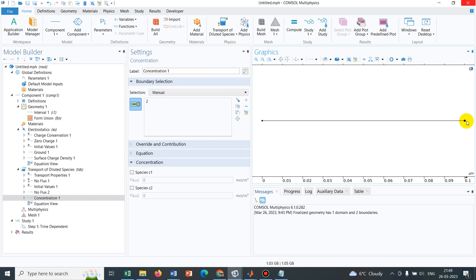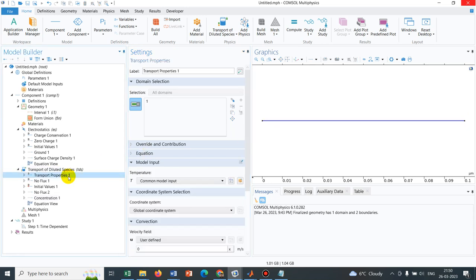As electroneutrality is maintained in the bulk solution, we can assume that at a distant location, the concentration is constant, and that is why we will be putting a constant value. Say this concentration is 0.001. Both the concentrations we assume 0.001. So we have defined the boundary conditions. One no flux condition is defined, and one constant concentration condition is defined.